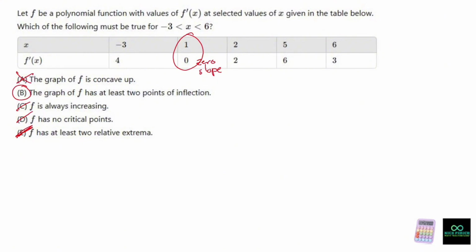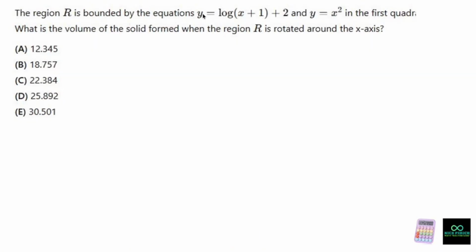The region R is bounded by the equations y equals log of x plus 1 plus 2 and y equals x squared in the first quadrant. I don't know where the rest of the word quadrant is, but it's gone. What is the volume of the solid formed when the region R is rotated around the x-axis?